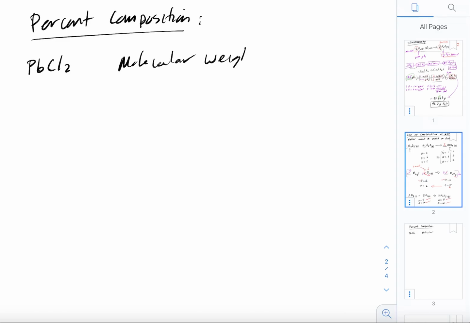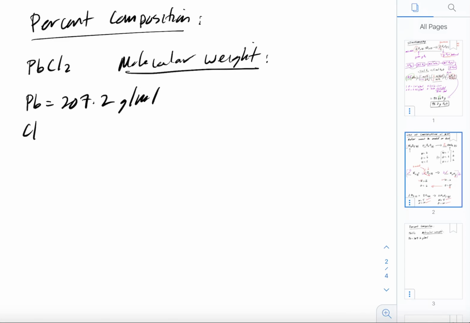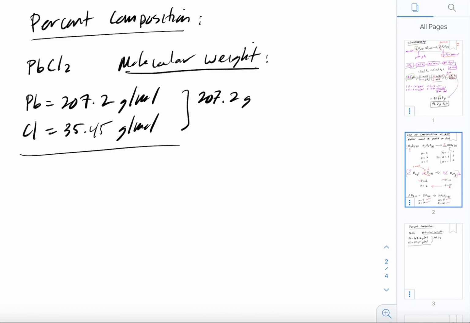So to calculate the percent composition for something like lead chloride, or PbCl2, we first need to calculate the molecular weight of the entire compound. So if we look at the periodic table and we look at lead, it's 207.2 grams per mole. Chlorine is 35.45 grams per mole. Now, we have two chlorines, and so we will need to multiply the chlorine by 2, and so we will have to do this.